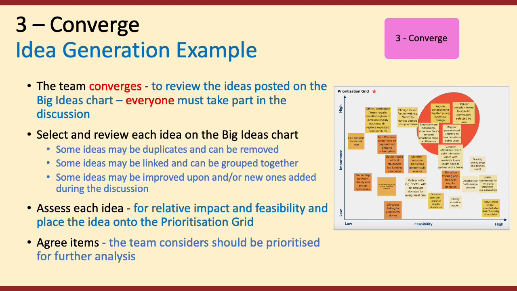We ask the students to assess each idea and place it onto the prioritization grid. The prioritization grid has a vertical axis, which is all about value or impact and importance, and a horizontal axis, which is all about feasibility. So for each item, the team considers where they should place it on the grid, places the idea on the grid, and then finally, the team agrees the items they consider should be prioritised for further analysis. Typically, these ones are the top right of the prioritisation grid.